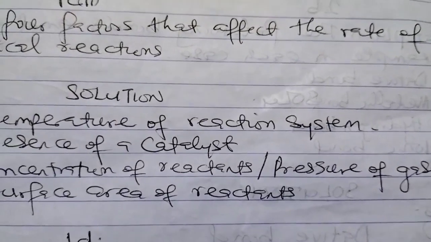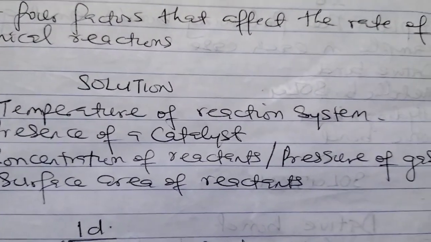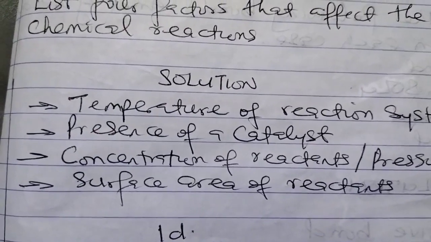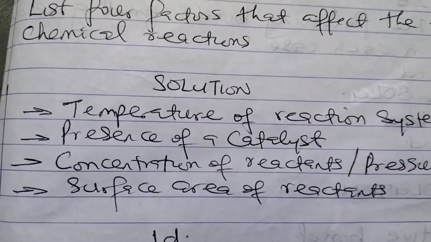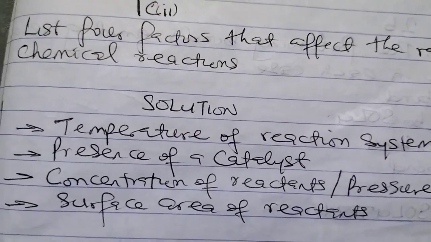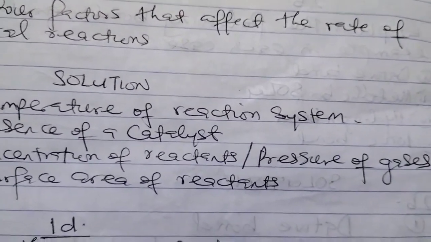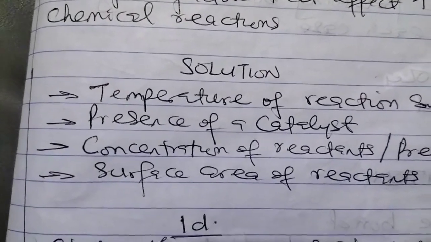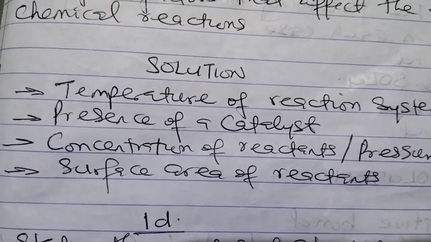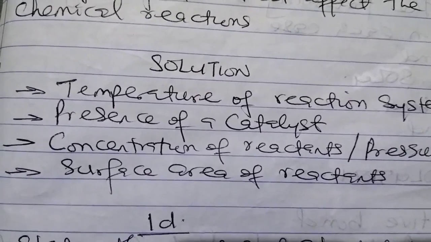Pressure of gases. The two are tied, so you don't separate them. Either you write one of them. Don't write them as separate factors. Then surface area of reactants. You don't just say surface area. Surface area of what? Surface area of reactants. Temperature of what? Temperature of the reaction system. Then concentration of what? Concentration of reactants. Pressure of what? Pressure of gases or pressure of gaseous reactants. So these are the factors that affect rate of chemical reaction. The other factor like nature of reactants can also be a factor affecting rate of chemical reaction.